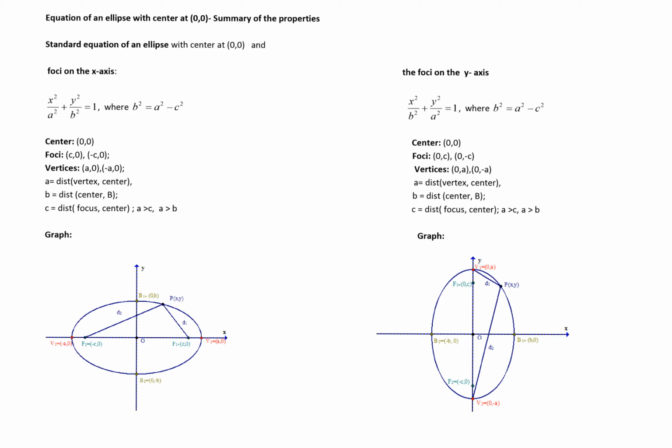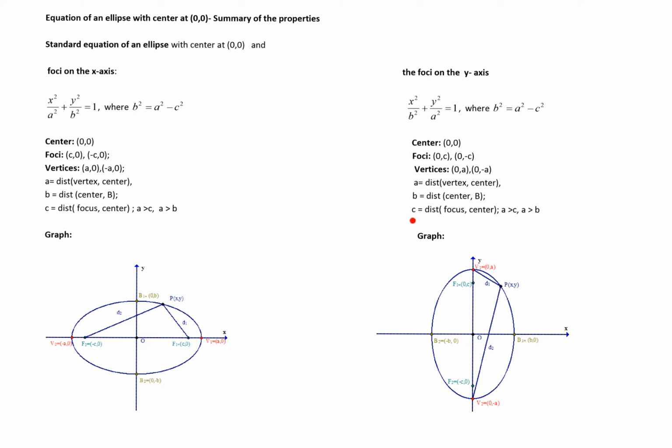Now, if the foci are on the y-axis, then we will have similar results. The equation of such an ellipse is going to be x squared over b squared plus y squared over a squared is equal to 1. And b is still defined by the same equation: b squared is equal to a squared minus c squared. The center will be at the origin, so it's at the point (0, 0).